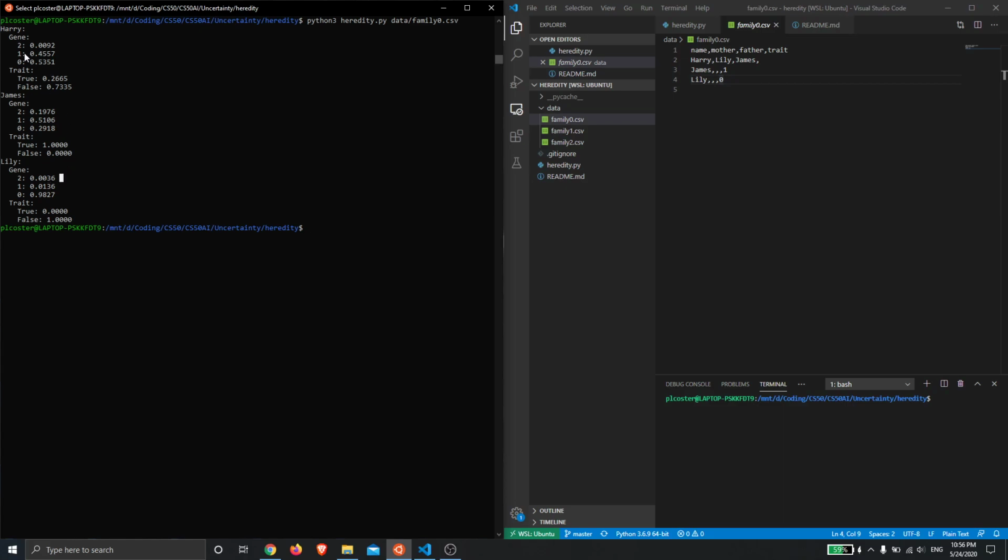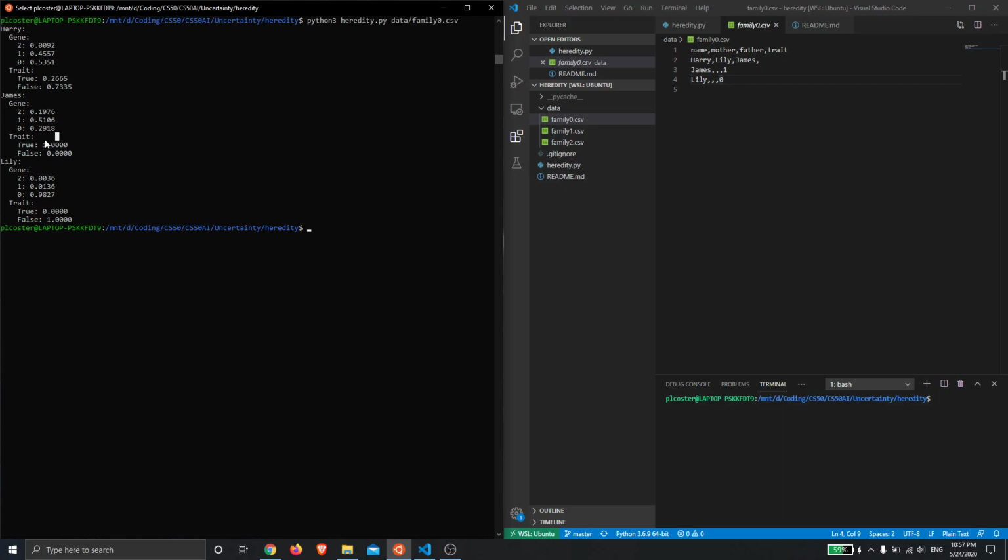And we can do a quick sanity check here. Harry is shown to have a very low chance of having 2 copies of the gene, just under 50% chance of having 1 copy, and just over 50% chance of having 0 copies of the gene. We know that Lily doesn't have the trait, and because of this, she's got a high probability of having 0 copies of the gene. When you've got 0 copies of the gene, you have a very low chance of giving a copy of the gene to your child. So Harry has a very low chance of ever having 2 copies of the gene because it's very unlikely he'll get a copy from Lily.